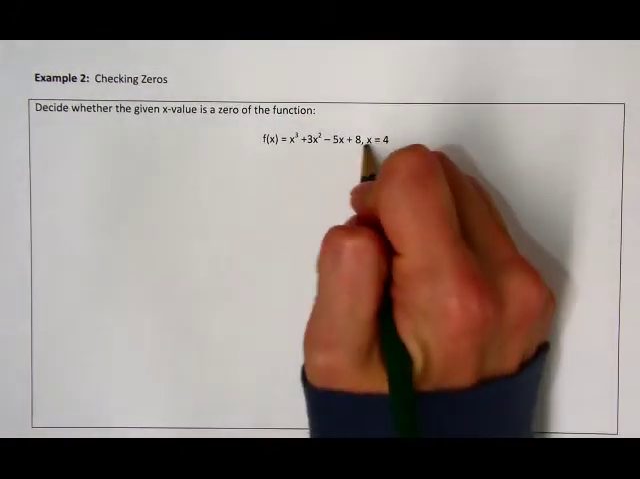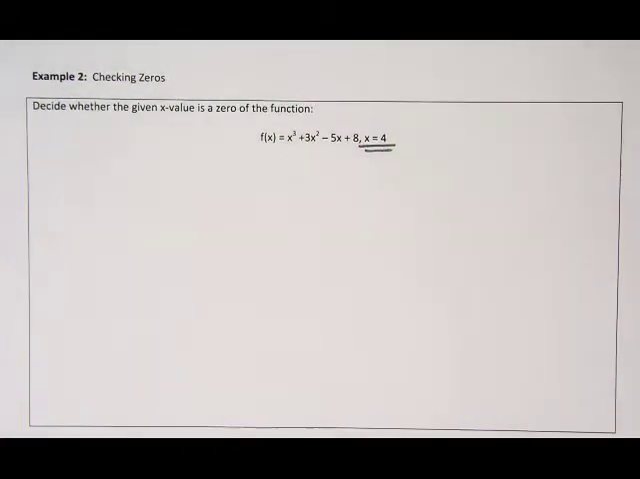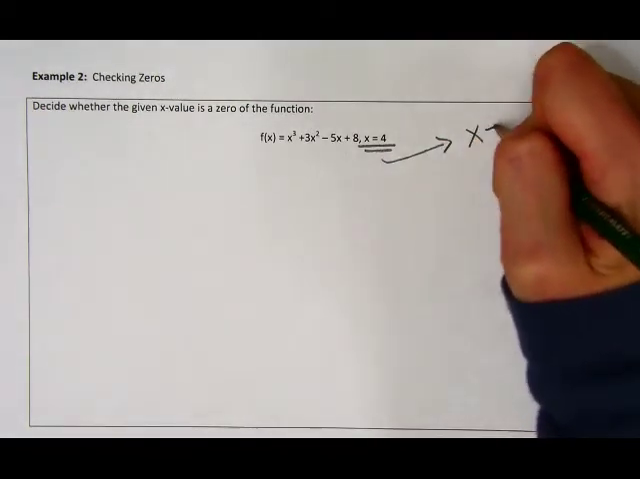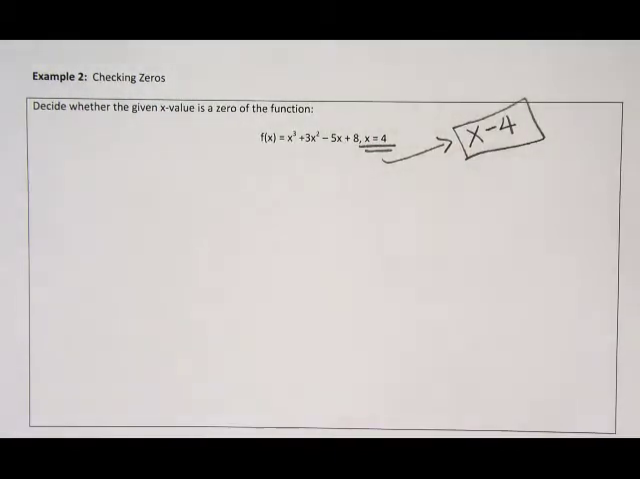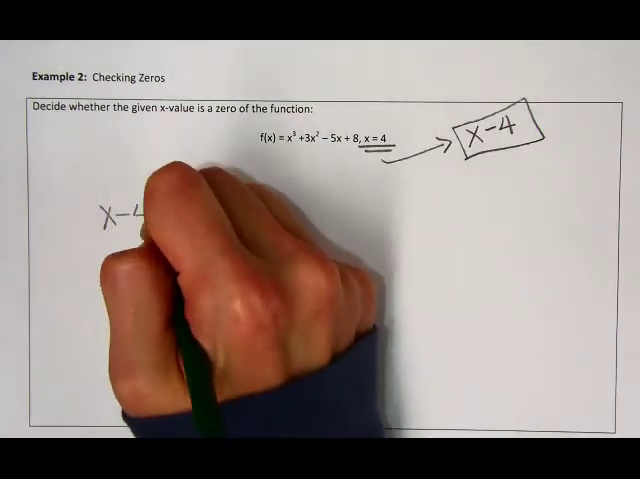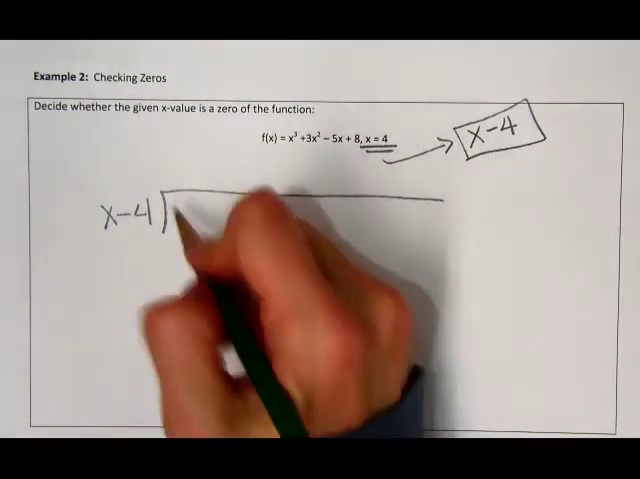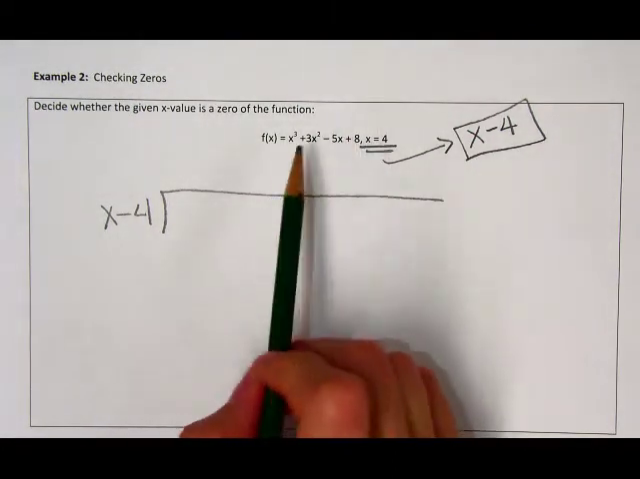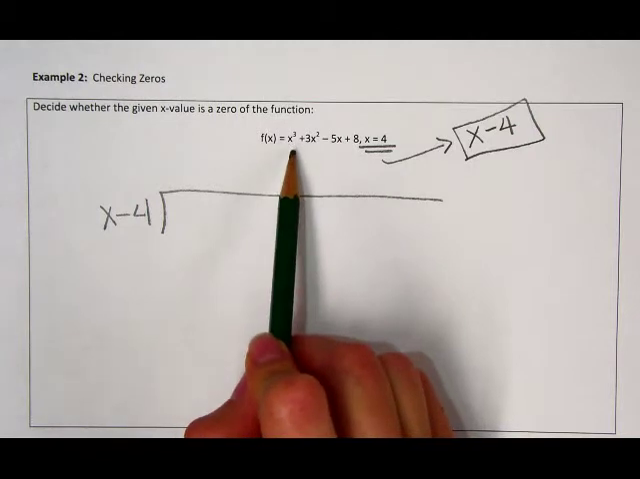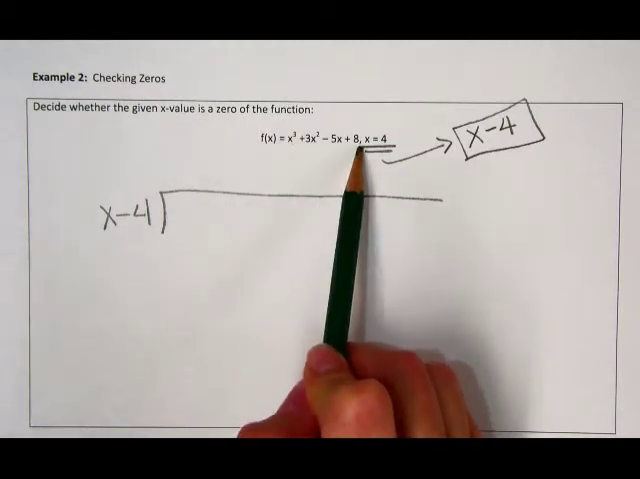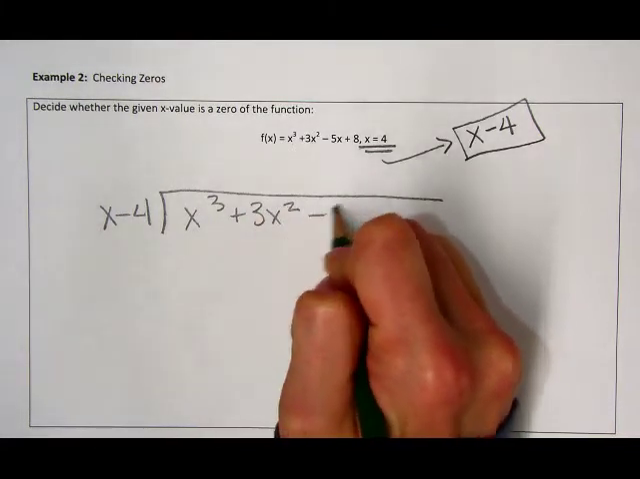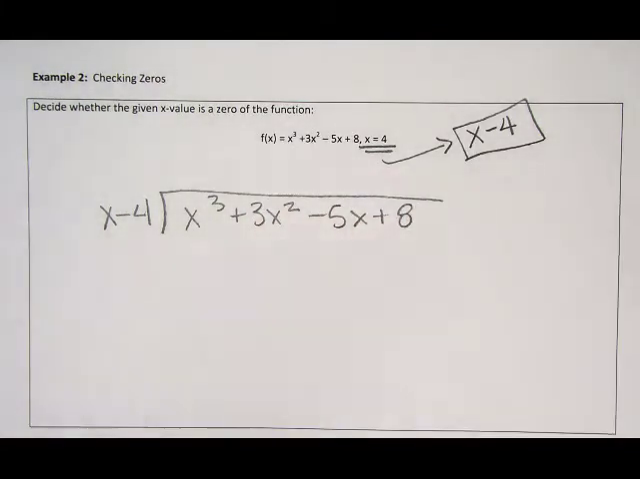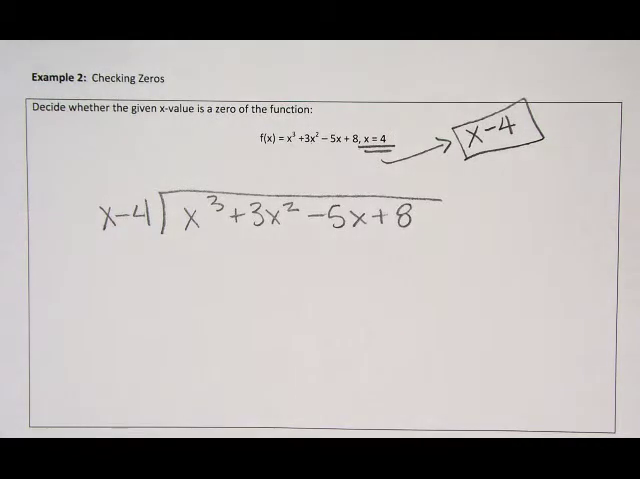So since we're being told x equals 4 is a 0, we want to extract its factor, which we know is going to be x minus 4. So x minus 4 is the factor, and we're going to divide into our cubic function. Our cubic function here has all of our values represented and is in standard form, so I can just rewrite it the way that it was given to us. And now I can go through and long divide.